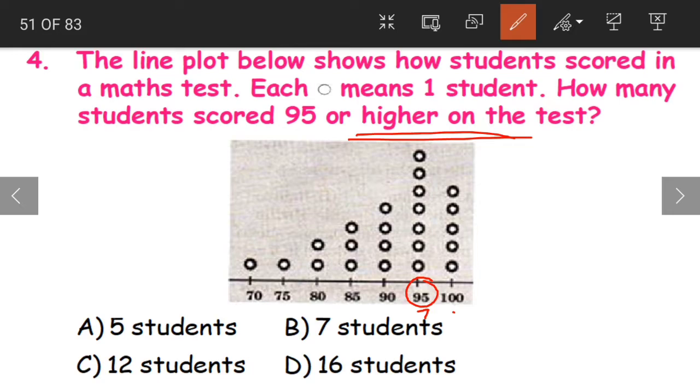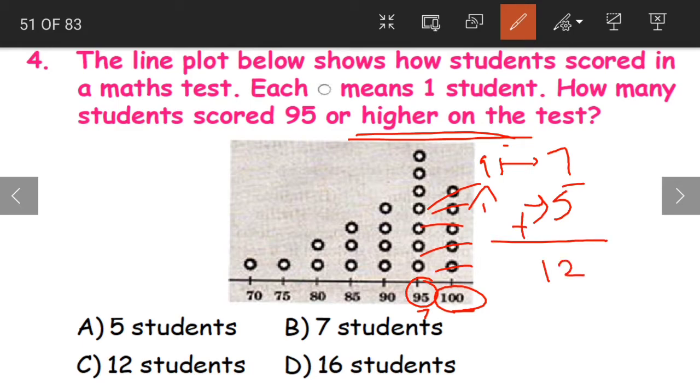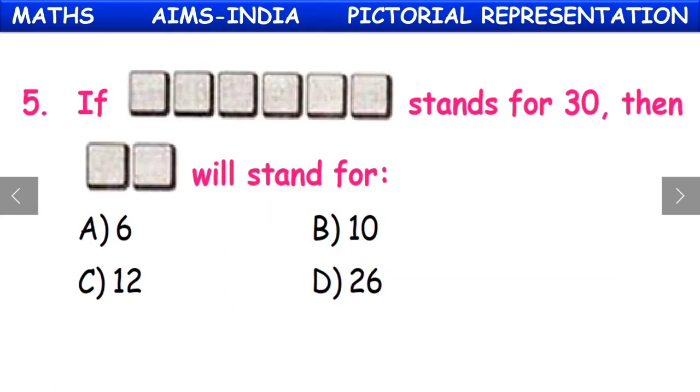Now how many scored higher than 95? Higher than 95 is 100 marks. How many students scored 100? 1, 2, 3, 4, 5. So 7 students scored 95. 5 students scored higher. Now when we add these two, 7 plus 5 is equal to 12. So a total of 12 students have scored 95 marks or higher in the test. So option C becomes our correct answer.